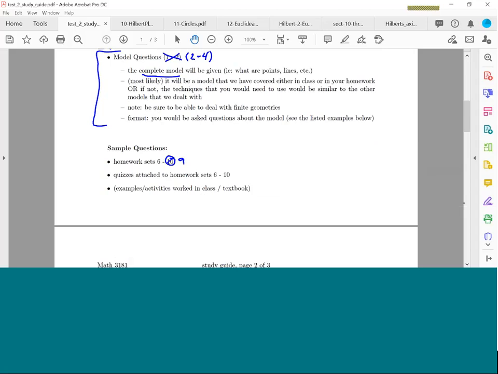And I don't believe there's a quiz attached to homework set 9. So the quizzes that you look at in this section are the quizzes attached to homework sets 6 through 8. They should all still be visible right now. And then any of the examples or activities worked in the class, and if you really have lots of time and want to look at the textbook as well, go for it. I'm not assuming you guys have that much time, though. So that would be some of the places to go look at some of the sample questions. Now, I've got some extra sample questions later on.